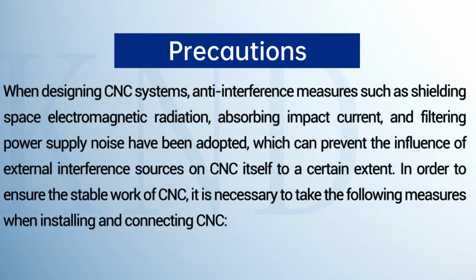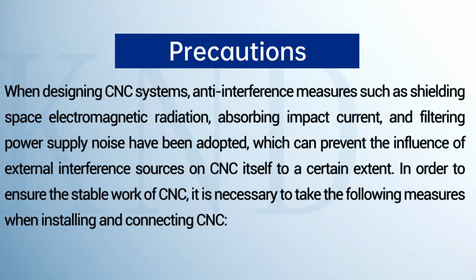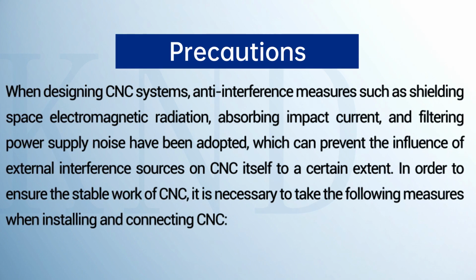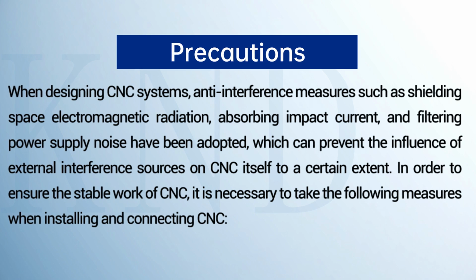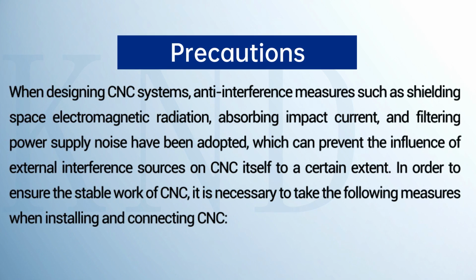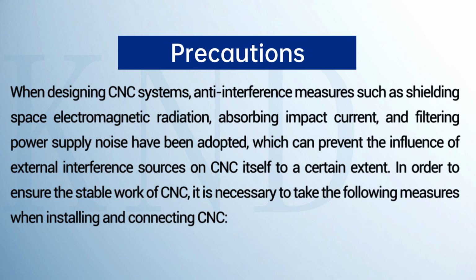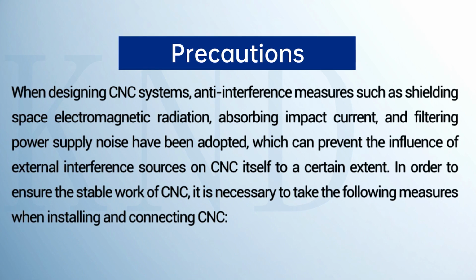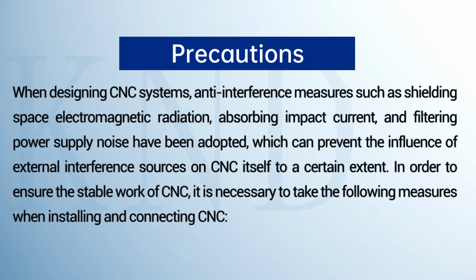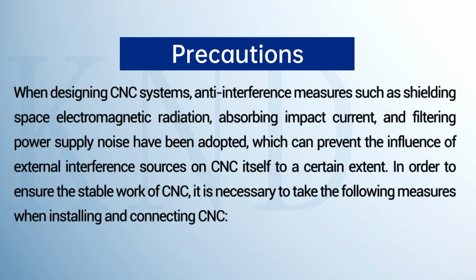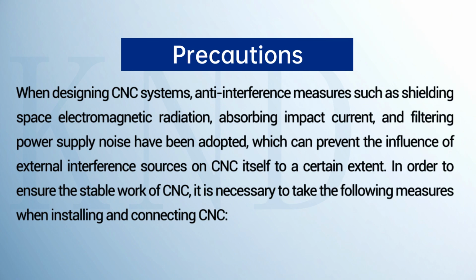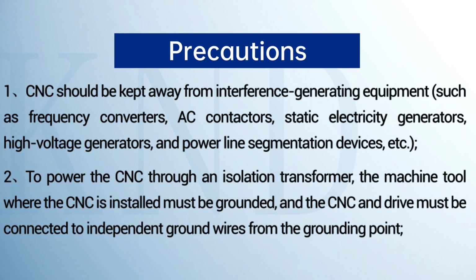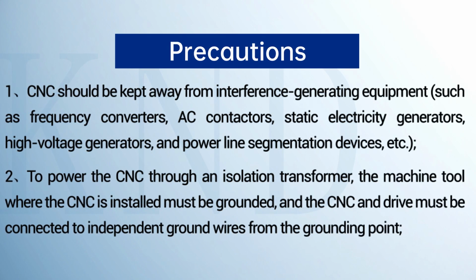Precautions. When designing CNC systems, anti-interference measures such as shielding space electromagnetic radiation, absorbing impact current, and filtering power supply noise have been adopted, which can prevent the influence of external interference sources on CNC itself to a certain extent. In order to ensure the stable work of CNC, it is necessary to take the following measures when installing and connecting CNC. 1. CNC should be kept away from interference-generating equipment.